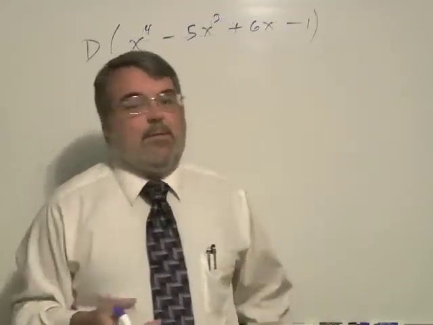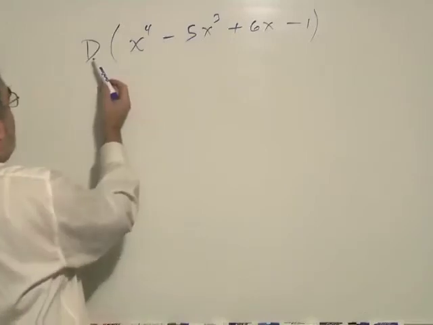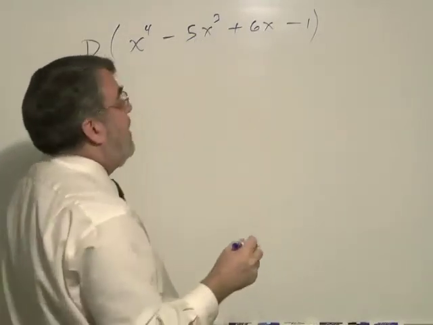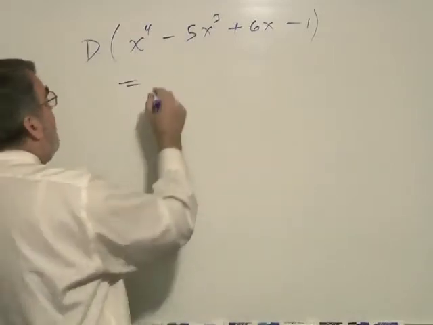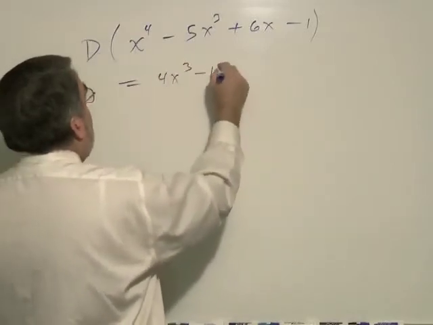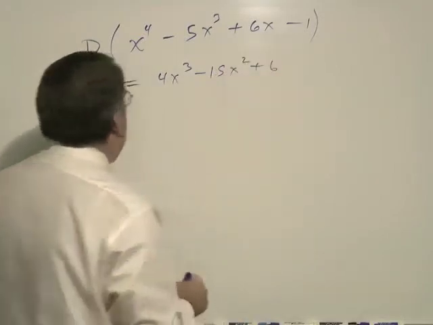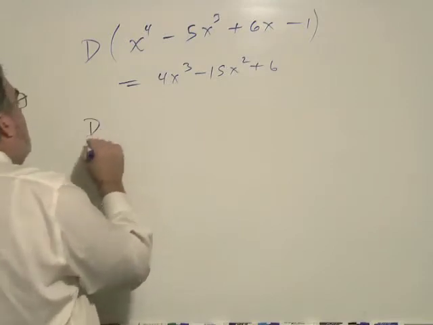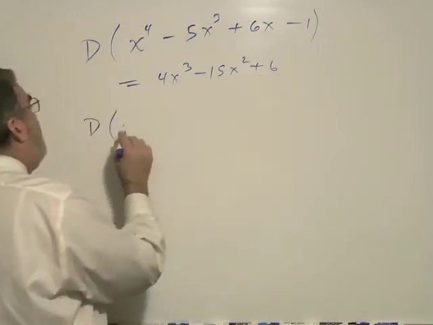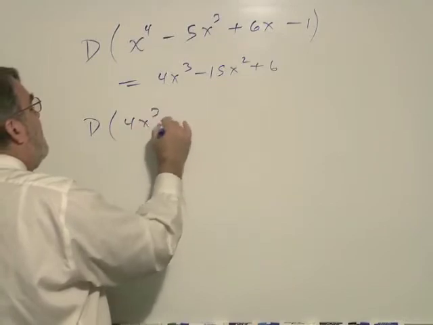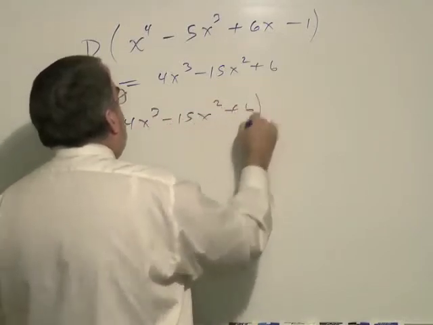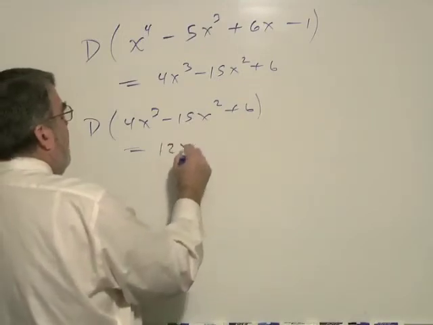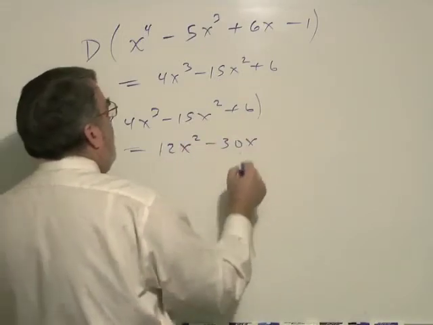First off, starting real simply, the differential operator operating on this polynomial, x to the fourth minus 5x cubed plus 6x minus 1, is simply the derivative, 4x cubed minus 15x squared plus 6. Now, let's carry this a step farther. If I operate on this new function, 4x cubed minus 15x squared plus 6, I get yet another derivative. And of course this would be 12x squared minus 30x.